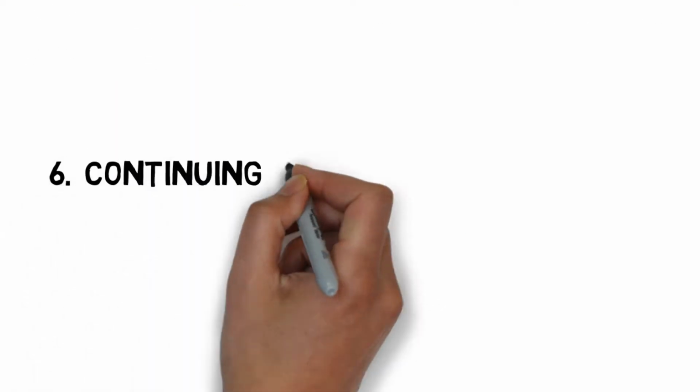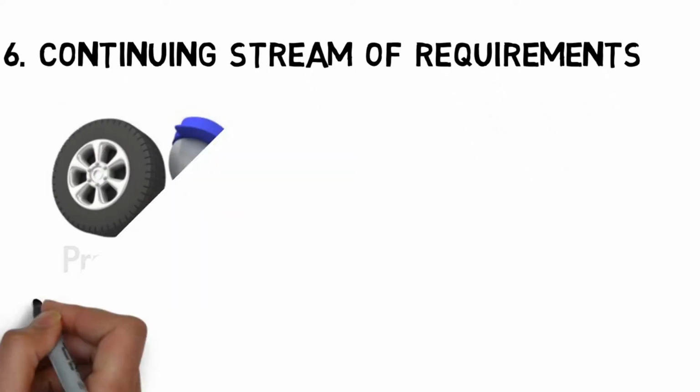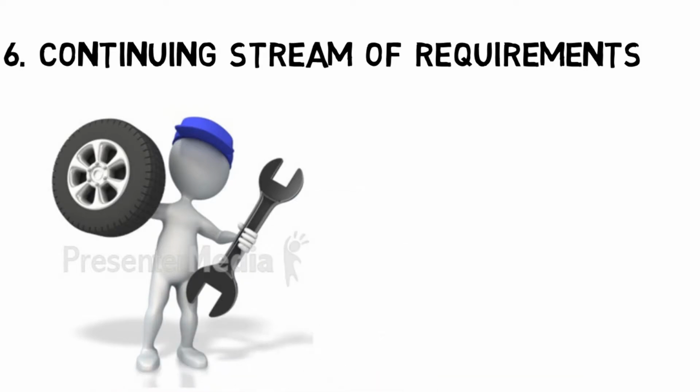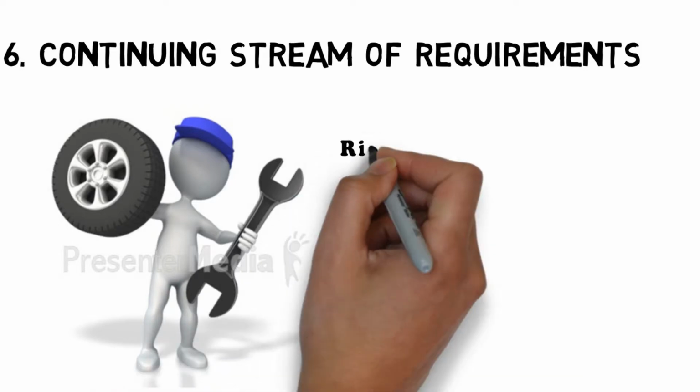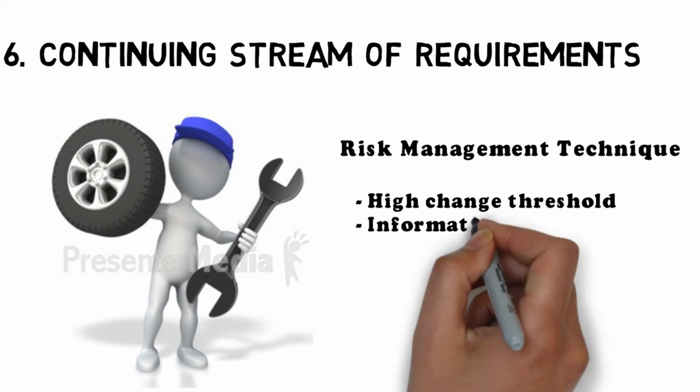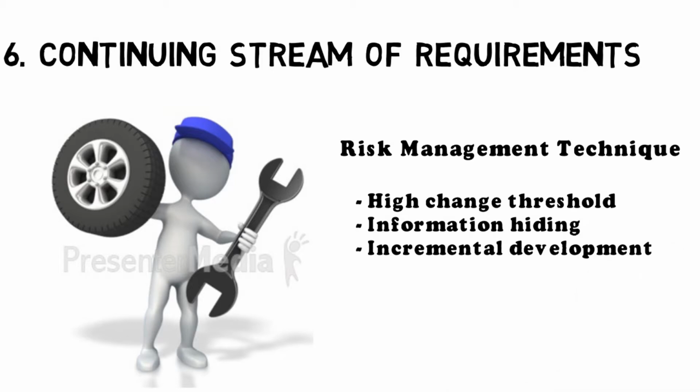The sixth is continuing stream of requirements. This is just like gold plating, but the things that you want to change are essential and might cause risk for the project. So the risk management techniques are high change threshold, information hiding, and incremental development.